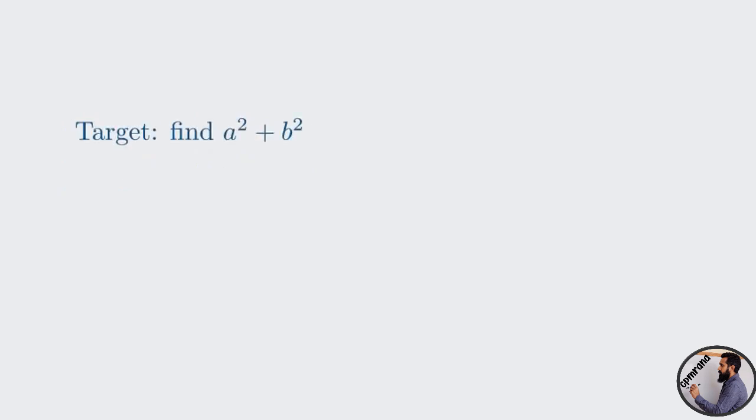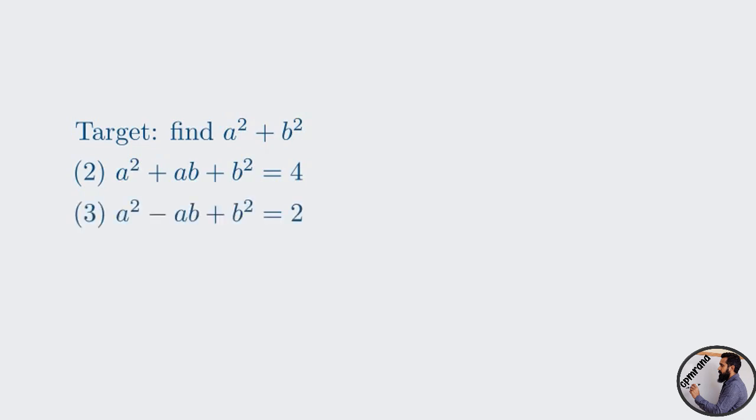Now that we have our two simplified equations, we can solve for our first target, a squared plus b squared. Here is our second equation: a squared plus ab plus b squared equals 4. And our third equation: a squared minus ab plus b squared equals 2.